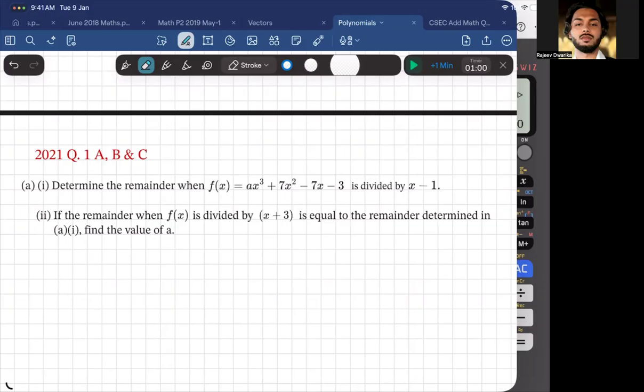All right, so Serena, you got a catch. In the first part, did it say that x minus 1 is a factor? No, they didn't say x minus 1 was a factor. So can you say that f of 1 is equal to 0? No, you can't say that. So the answer is supposed to be a minus 3. A minus 3 is the remainder.